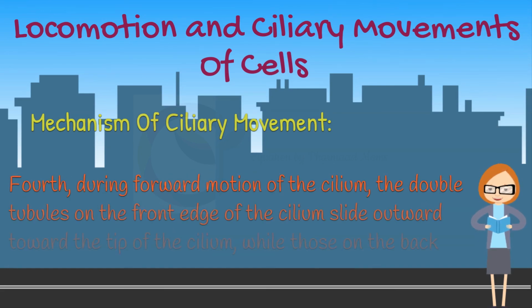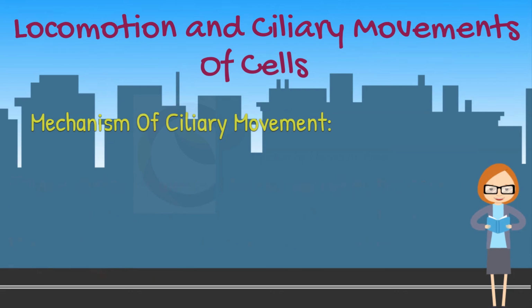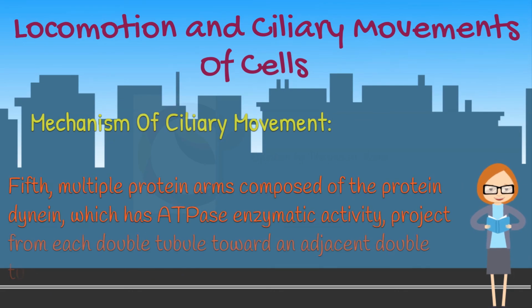Fourth, during forward motion of the cilium, the double tubules on the front edge of the cilium slide outward toward the tip of the cilium, while those on the back edge remain in place. Fifth, multiple protein arms, composed of the protein dynein, which has ATPase enzymatic activity, project from each double tubule toward an adjacent double tubule.